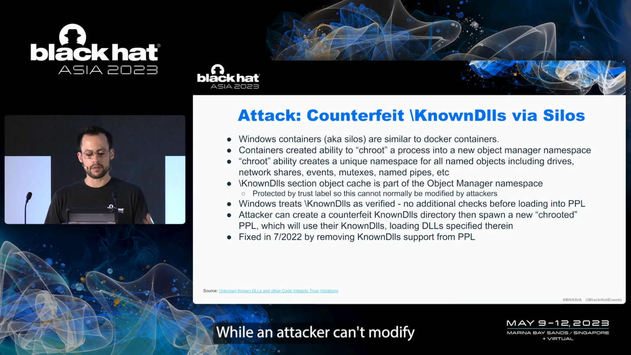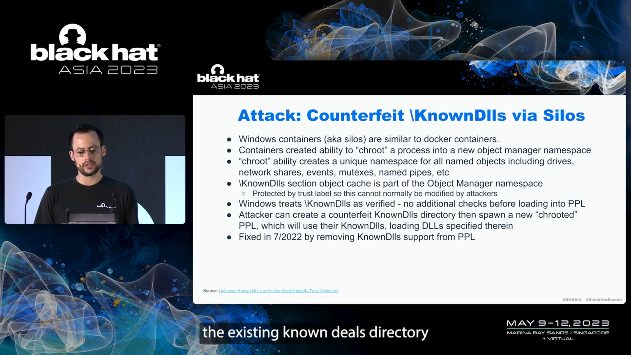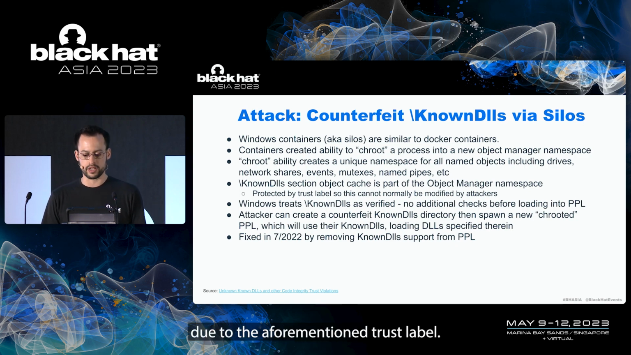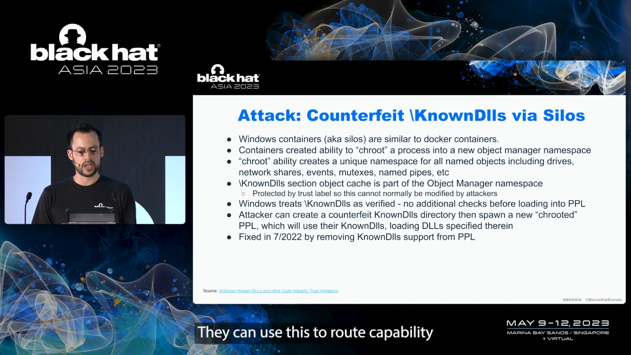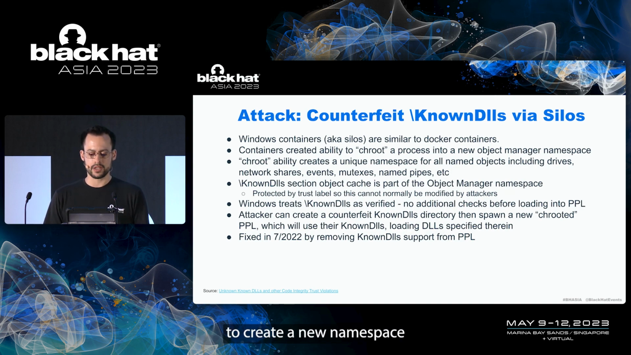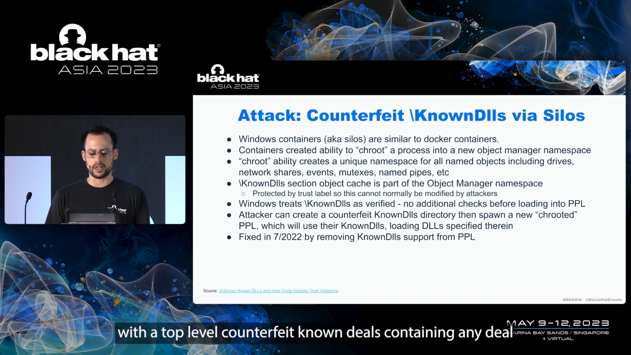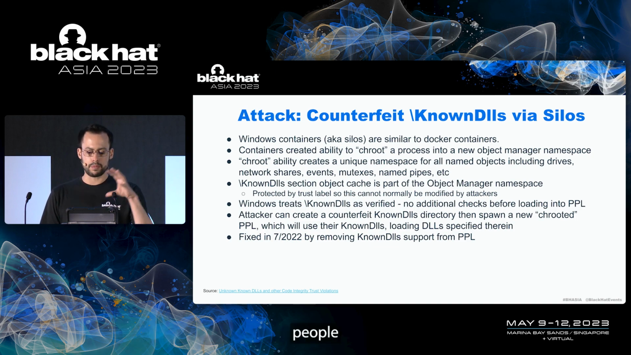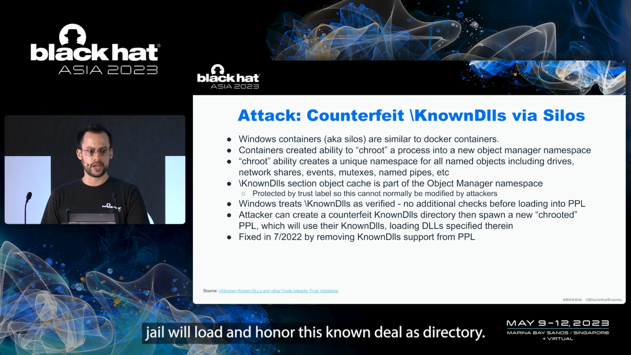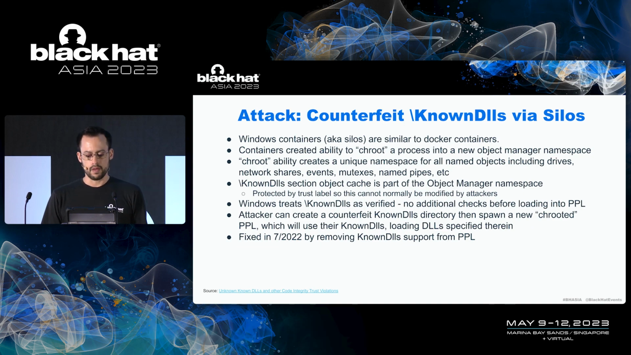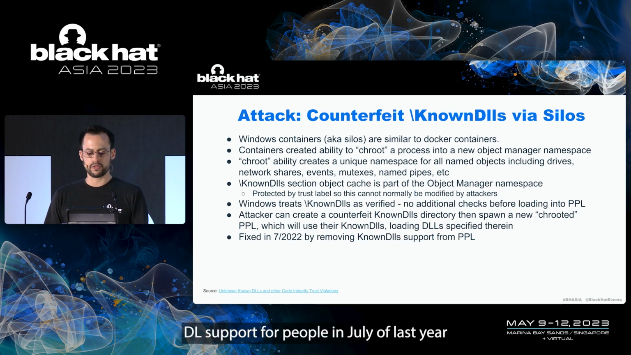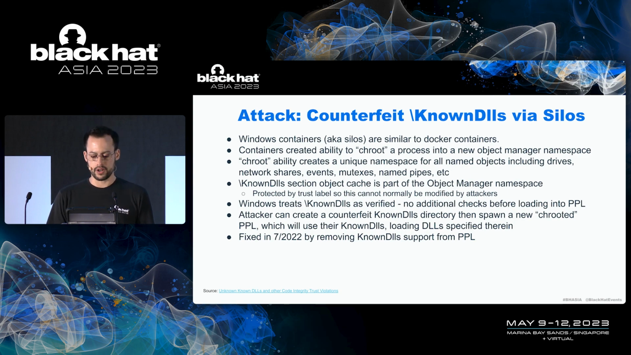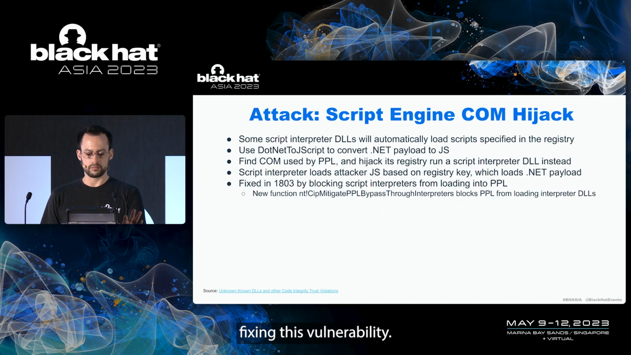While an attacker can't modify the existing known DLLs directory due to the aforementioned trust label, they can use this root capability to create a new namespace with a top-level counterfeit known DLLs containing any DLL of their choosing. This PPL inside such a root jail will load and honor this known DLLs directory. Microsoft removed known DLL support for PPL in July of last year, fixing this vulnerability.